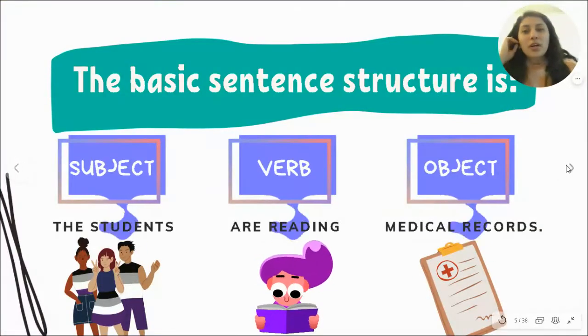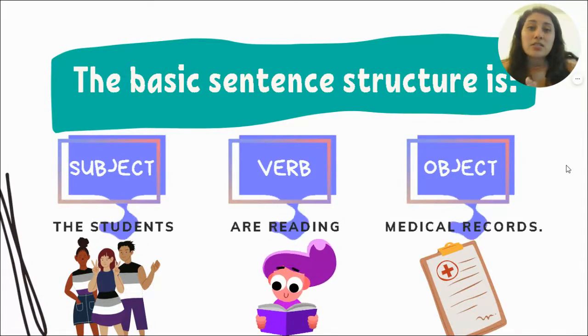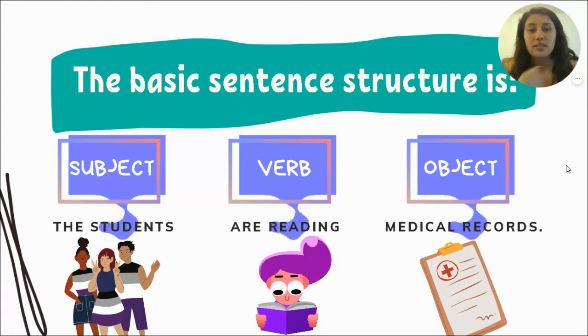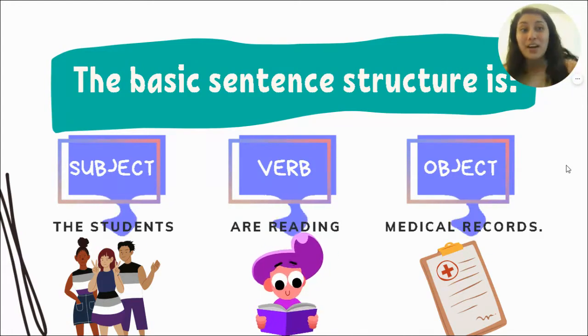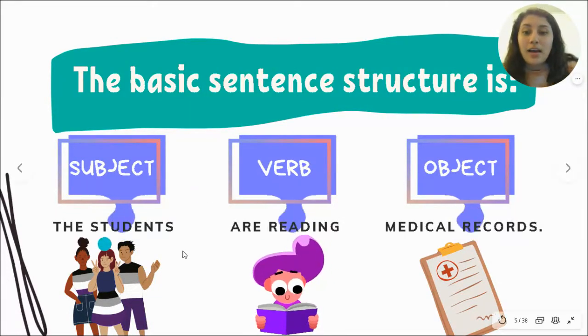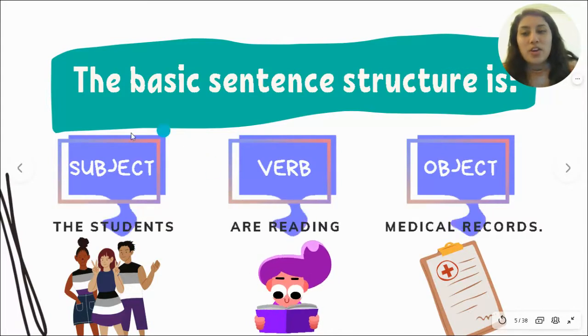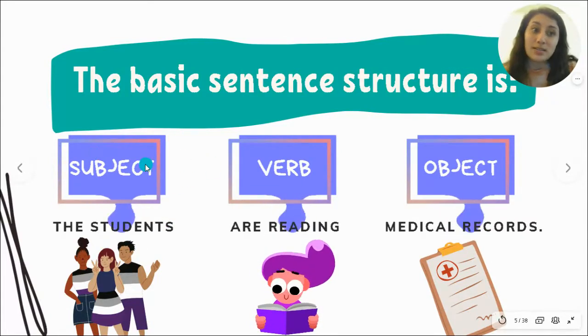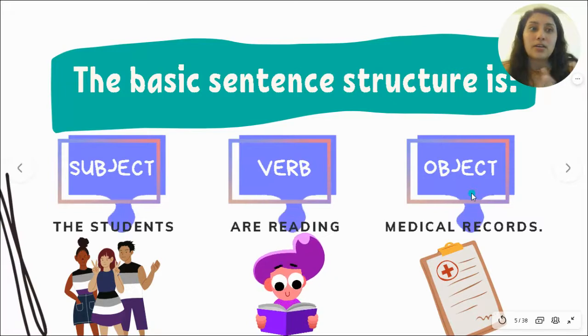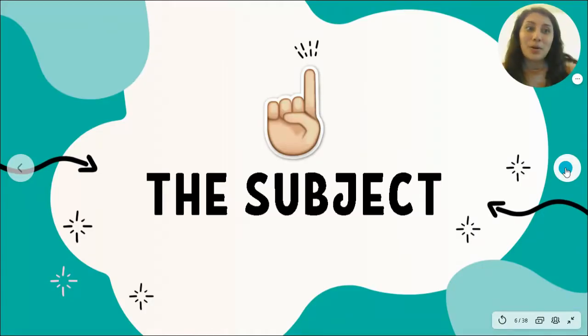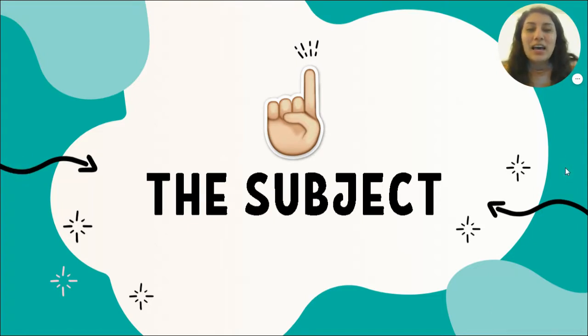And, well, we need to know that in a basic sentence structure, we have three parts. The first one is the subject, the verb, and then the object, okay, or SVO. For example, here we have it, the students are reading medical records. So there is the basic structure. The students as the subject, the verb, or the action, or the state sometimes, are reading. And then we have medical records. That is more information about what is going on here. Okay, so we can have more details. This is a basic one. We can have longer sentences. Today we're going to be focused on the subject.